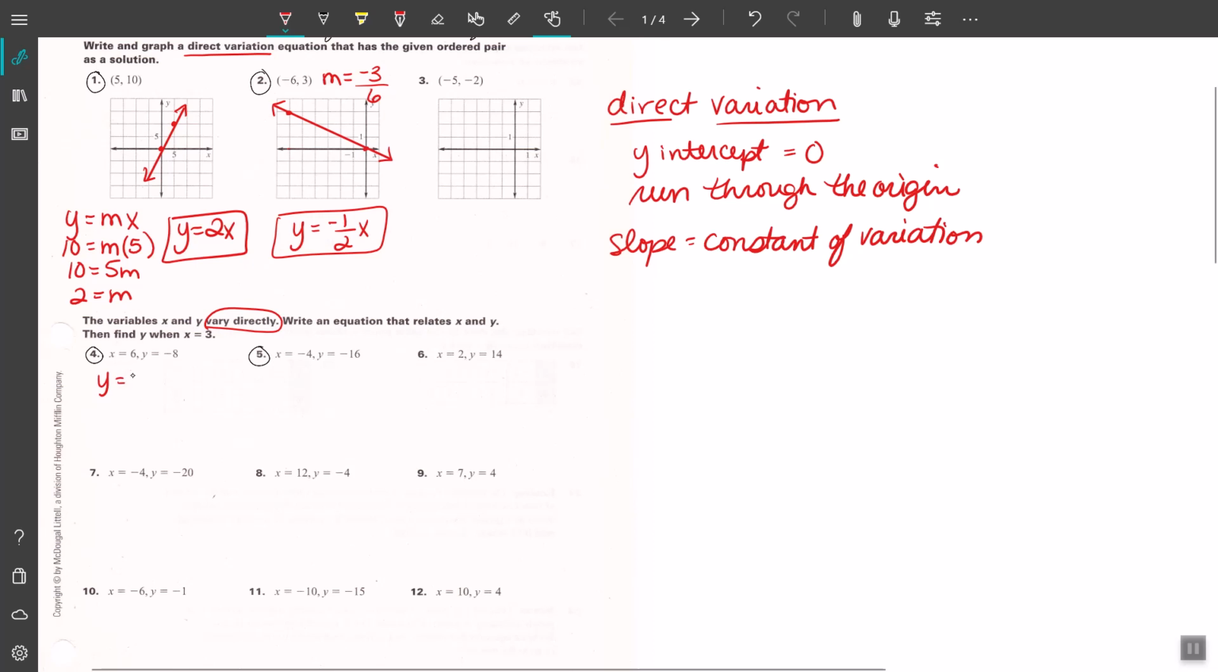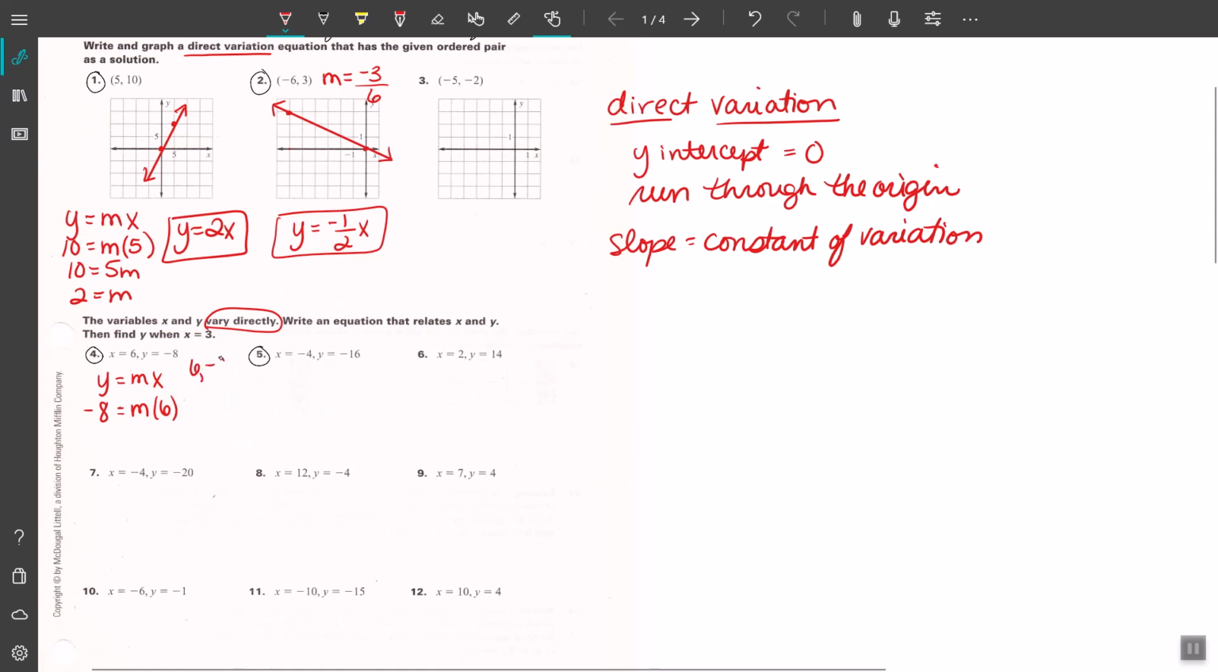So because of that, this is the only part of the formula I need. I don't need the plus b. The plus b would zero out. I'm going to use the y that they gave me and the x that they gave me. So they gave me a point on the line, they just wrote it out differently.